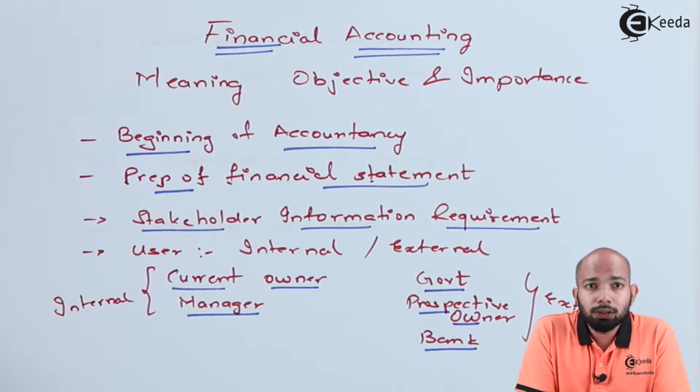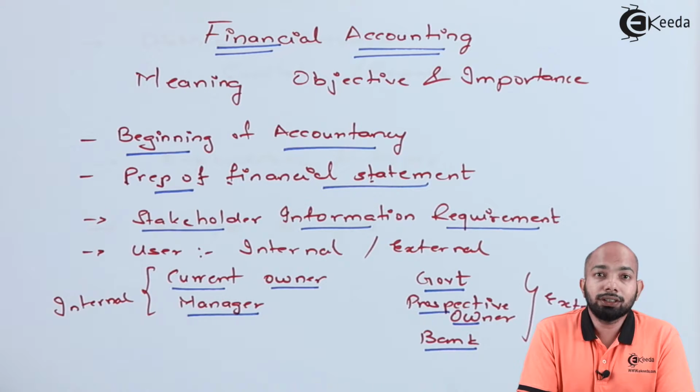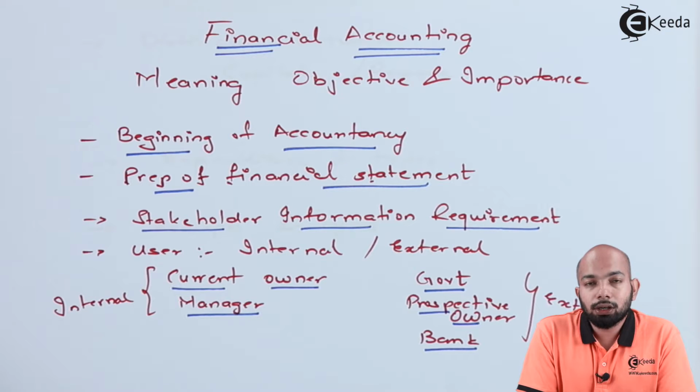Government, prospective owner, and bank. These three are external users who are very keen on knowing the balance sheet details, the profit and loss account, and the trading account. Because when it comes to government, it wants to know whether you're paying that much tax on it, whether the profit earned is actually the earned profit or whether you're just faking it.